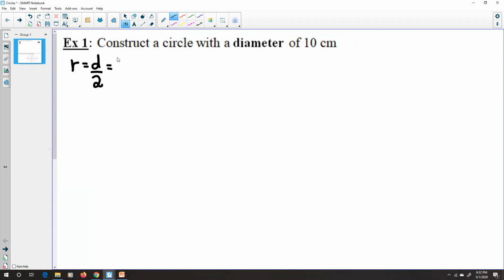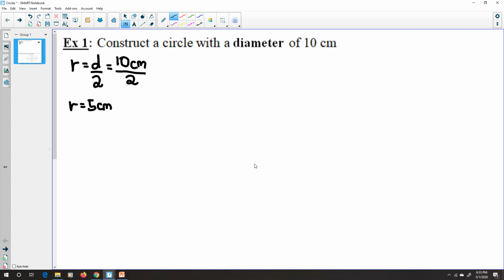Plugging the numbers in, the diameter is 10 centimeters. Divide this by 2. And I'm going to get a radius of my circle that is equal to 5 centimeters. This is the first step you should do if you're given the diameter. If you're given the radius of the circle, you don't need to do this because you already know what the radius is.